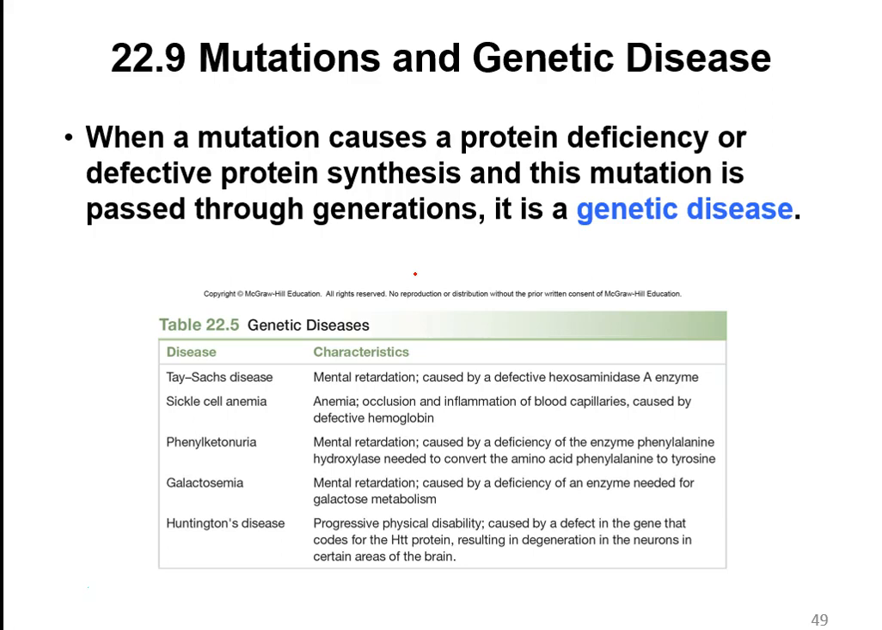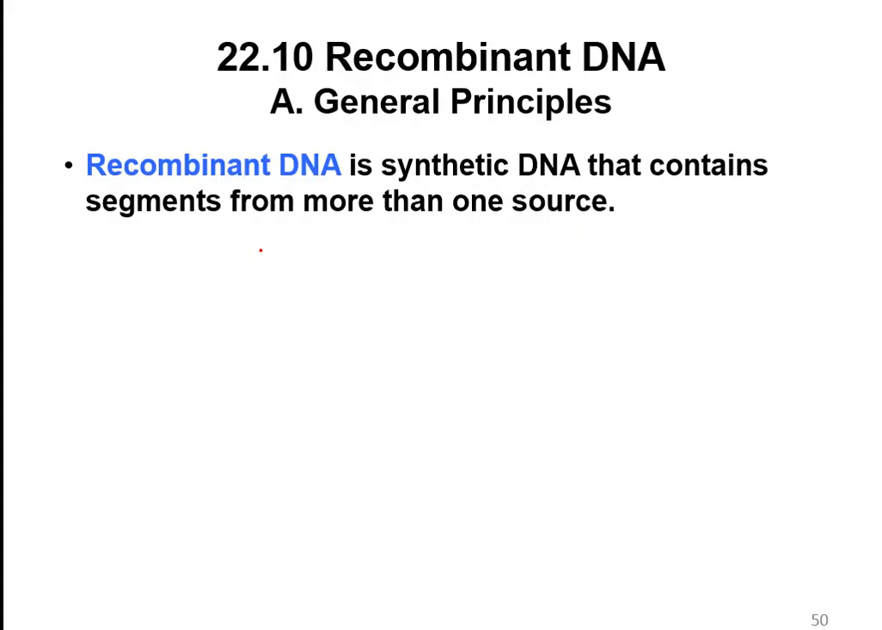All right, when a mutation causes a protein deficiency or defective protein synthesis, and this mutation is passed through generations and generations, it is considered a genetic disease. Here are just a few of them. There is Tay-Sachs and sickle cell anemia, and a few others. You can kind of see some.